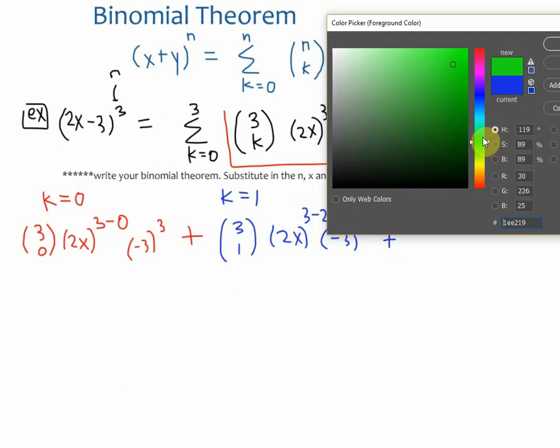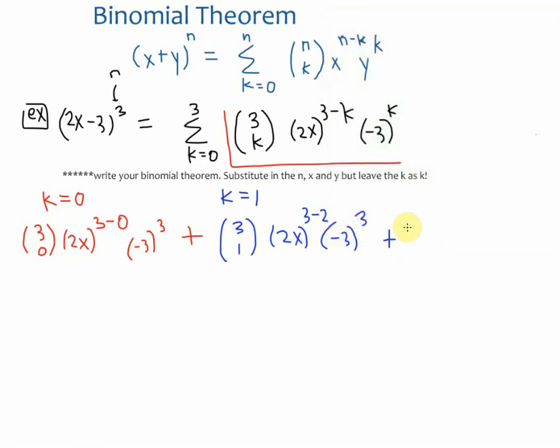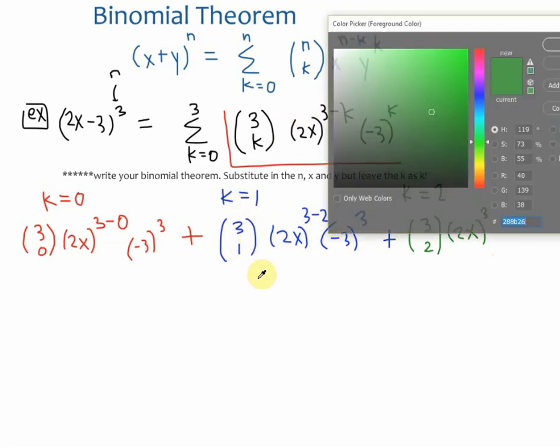Okay, so what do you think the next term is going to be then? If we go to the next term, that's a really ugly green, this one is when k equals 2. Okay, and you keep going for each term depending on how many terms you have. So this would be 3, taken 2 at a time, 2x to the 3 minus, oh, I wrote 3 minus 2 right here, but you guys didn't stop me. Wait, what did I do? 3 minus k should have been 3 minus 1. Guys, lots of mistakes back here.